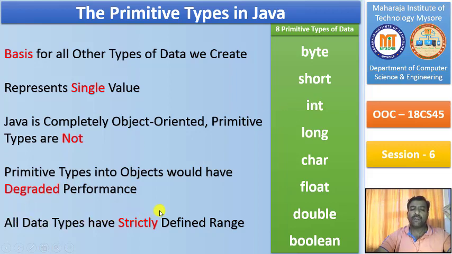All data types have strictly defined ranges. This means, I will take an example of what this sentence exactly means. Now if I say an integer and ask you what is the size of an integer, somebody says it's 2 bytes, someone says it is 4 bytes, and on some architectures it's going to be 8 bytes. So there is no strictly defined range or size for an integer. It depends upon the architecture, upon the platform you are going to use.